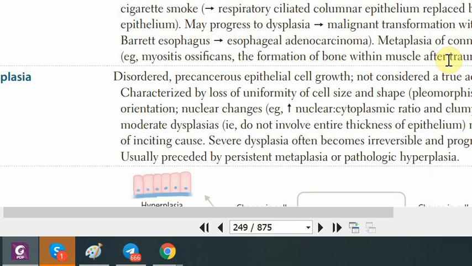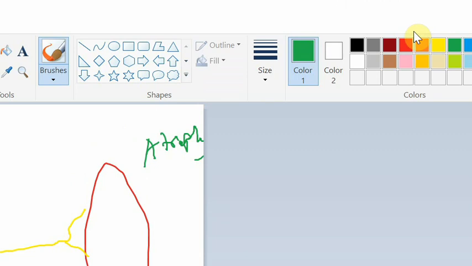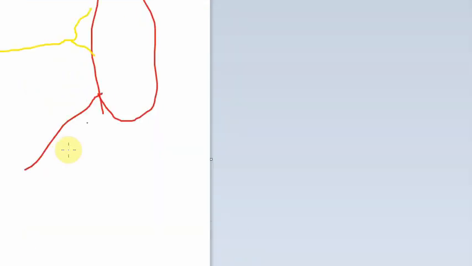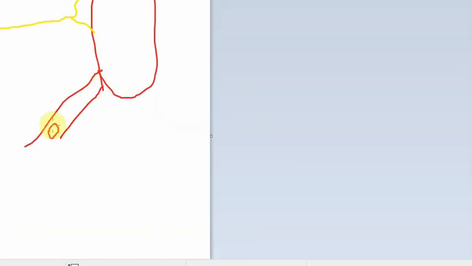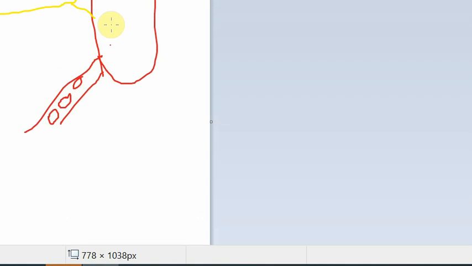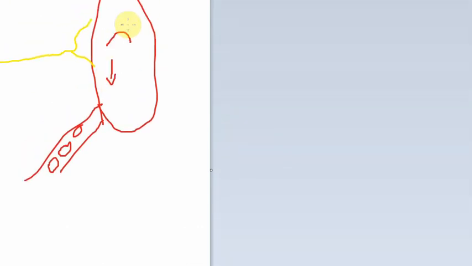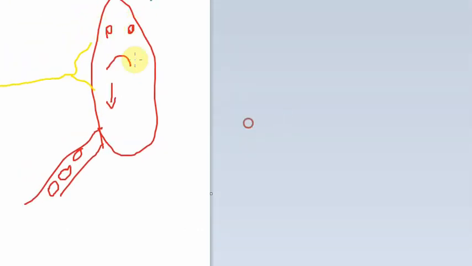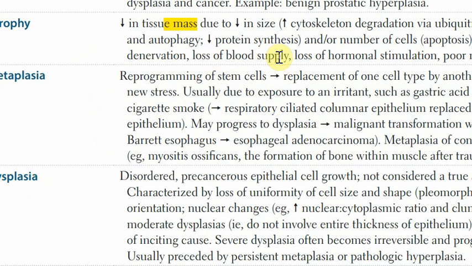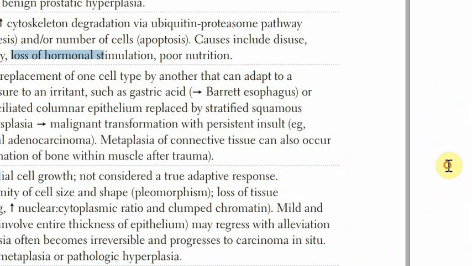Loss of the blood supply. So if you lose the blood supply to this muscle, we are still speaking about the same muscles. If you don't have a blood supply in it, it will starve. No food for it. So simply it will become smaller. It will have to adapt to this poor blood supply. And if we speak about the next one, loss of hormonal stimulation.